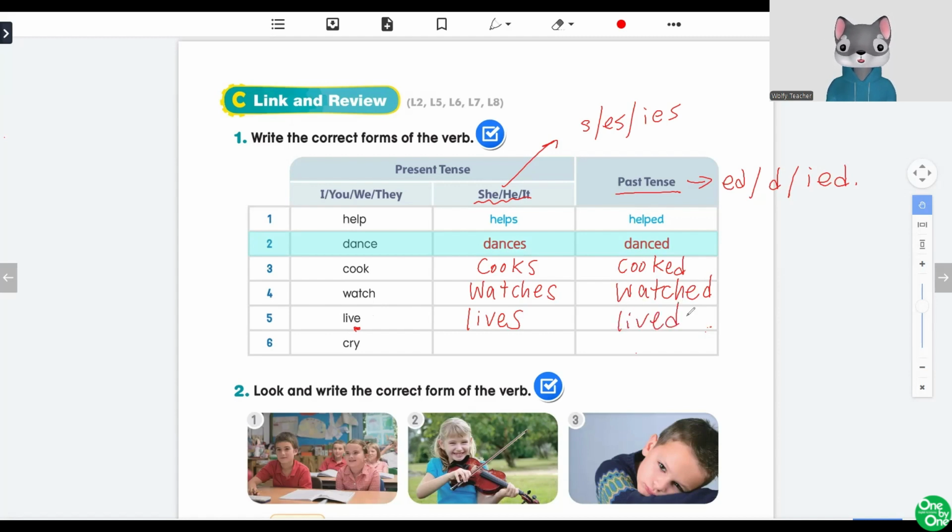Fantastic. Next one, cry. There's a Y, and there is a consonant. Remember, what do we need to do? Yep, that's correct. Erase the Y and put an IES. So cries would be the correct answer. And if it's the past tense, the same thing because there's a consonant in front. That's correct. We need to put an IED this time. Fantastic. Let's go over the answers at the bottom, shall we?